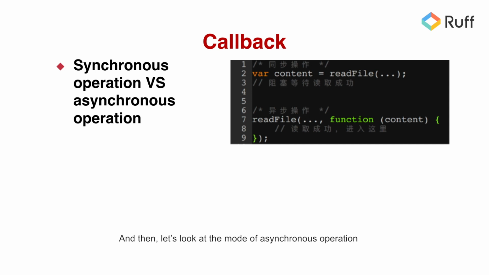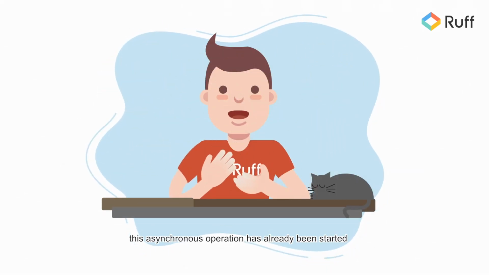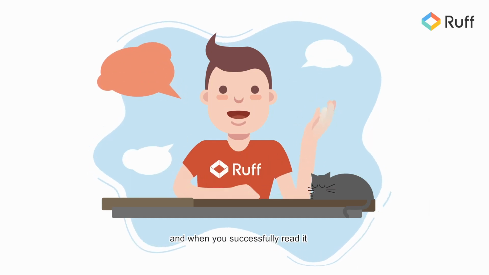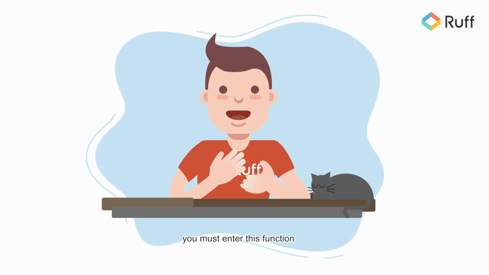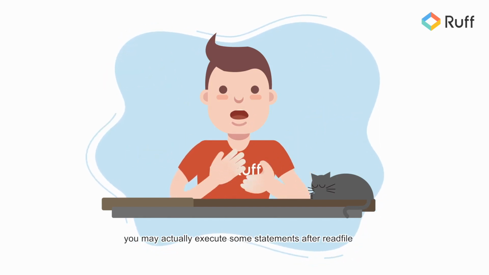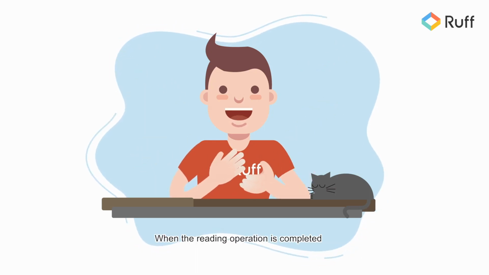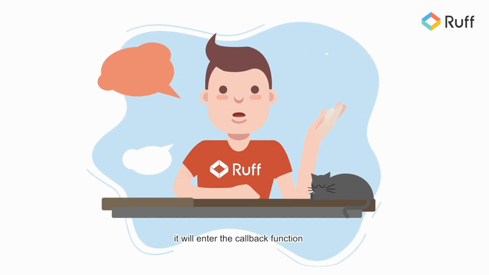And then let's look at the mode of asynchronous operation. First, I call such an API, read file, followed by the mode, content, such a function. It means this asynchronous operation has already been started, and when you successfully read it, you must enter this function. After the entire asynchronous operation is successfully triggered, you may actually execute some statements after read file. When the reading operation is completed, it will enter the callback function.